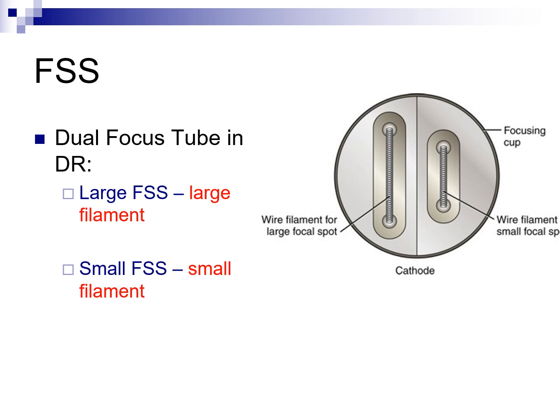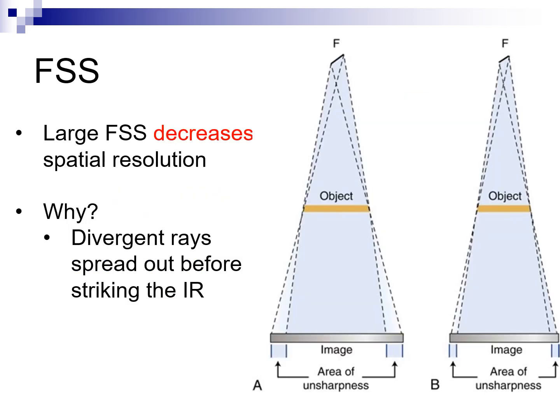So the dual focus tube in diagnostic radiology has a large focal spot and a small focal spot, and the large focal spot is where we use the large filament and the small is where we use the small one. The large focal spot size decreases spatial resolution, and that's because the divergent rays spread out before they strike the image receptor.